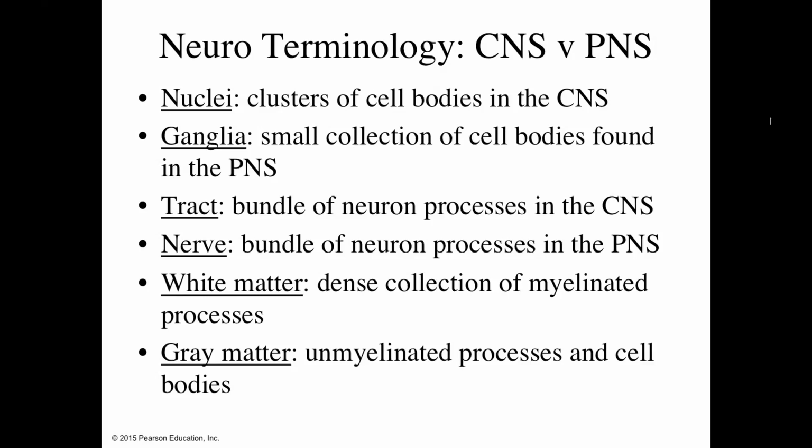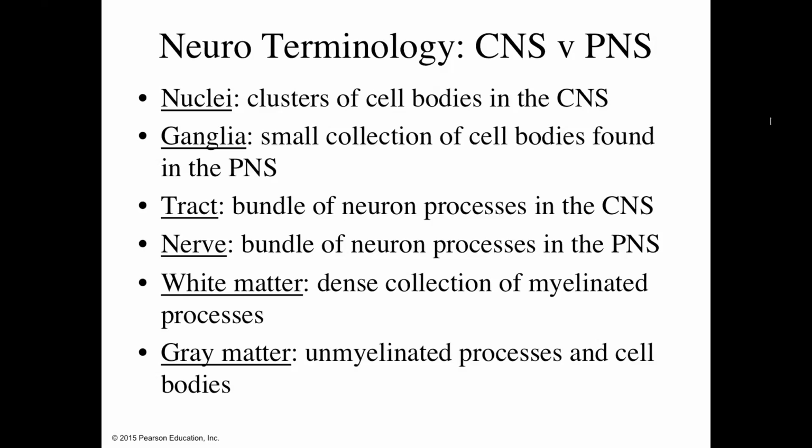We have a bundle of neuron processes, usually axons here, that are all traveling together. We call that a tract in the central nervous system. So this is a bunch of axons that travel from one brain region to another. We call that a tract. And that same bundle of neuron processes in the peripheral nervous system we call a nerve. So your spinal nerve is actually not just one single neuron, it's a collection, a bundle of neurons that are all traveling together. We call that a nerve.